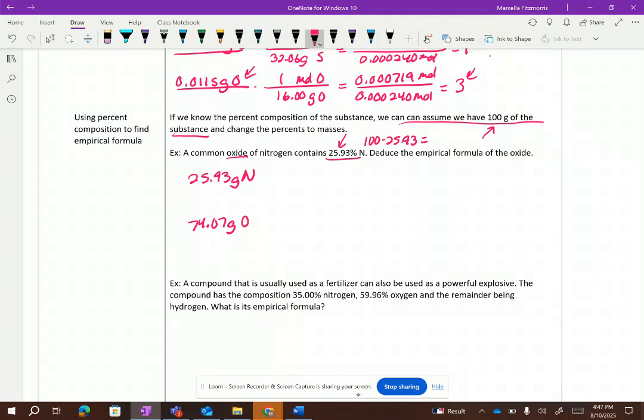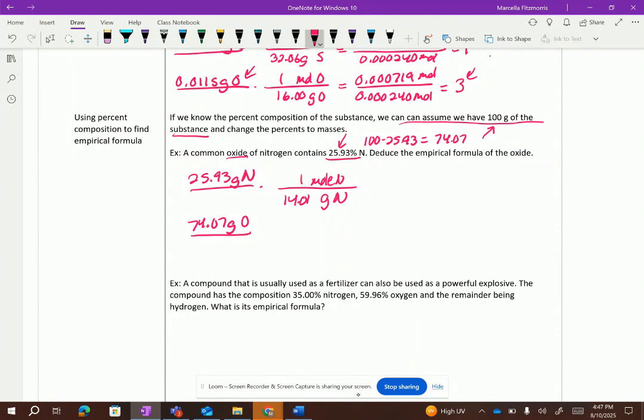So we have the mass of nitrogen is 14 grams per mole of nitrogen. For oxygen, it's 16.00 grams per mole. When we divide those out, we get 1.85 moles of nitrogen, and we get 4.63 moles of oxygen. Now divide by the lowest. The lowest of these is 1.85.